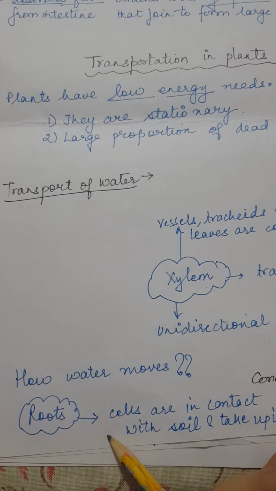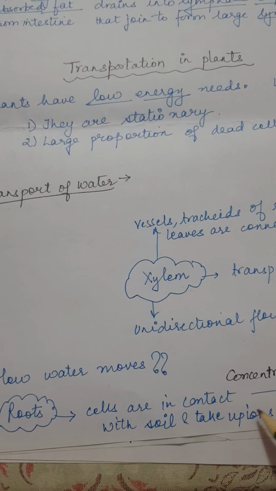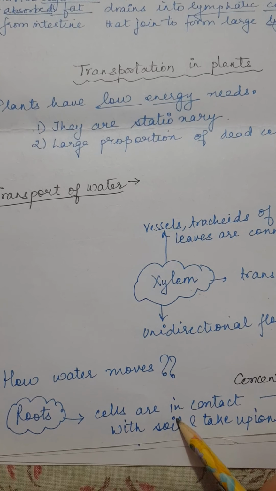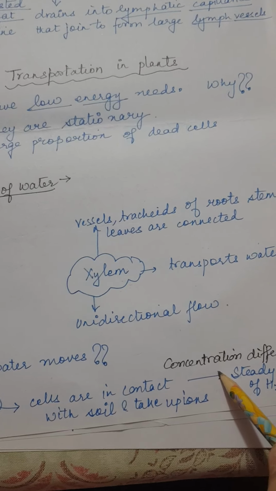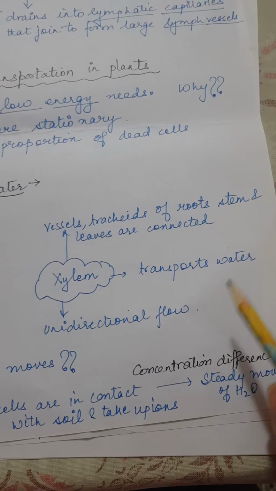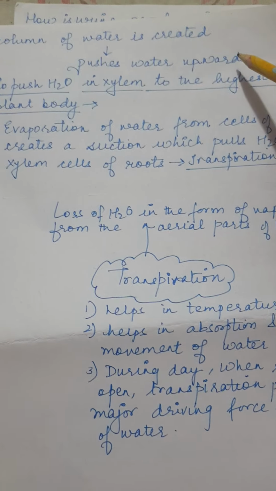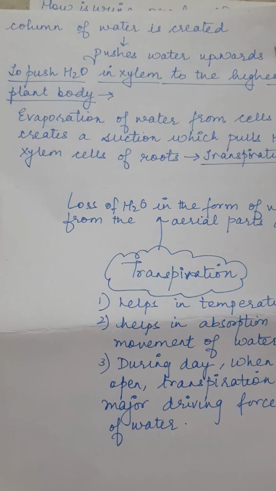Firstly, the root cells are in contact with the soil and they are taking up ions. So there is a concentration gradient, where in the roots the concentration of water is high as compared to the stem. This concentration difference leads to the steady movement of water into the upper part of the stem from the roots. So through the process of osmosis, this process of transportation of water starts. We can say that a column of water is created which pushes the water upwards.